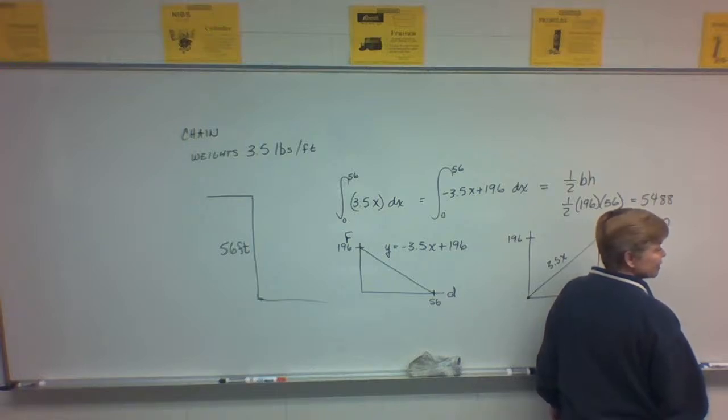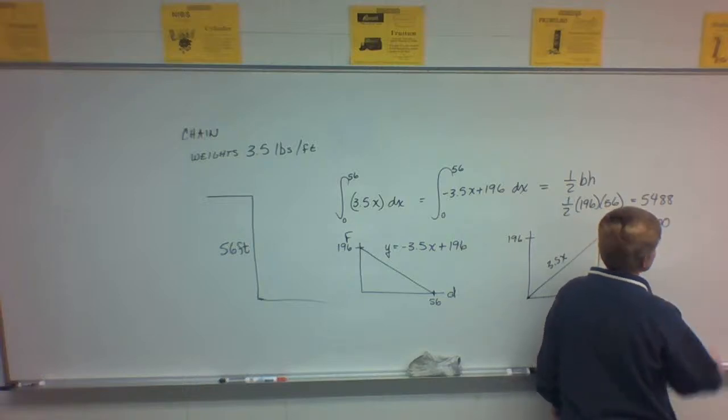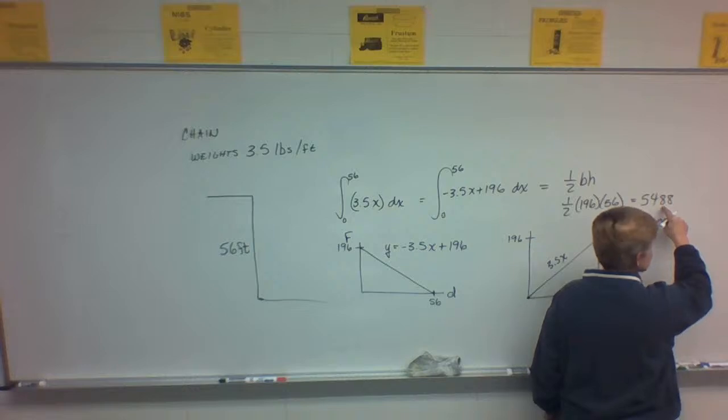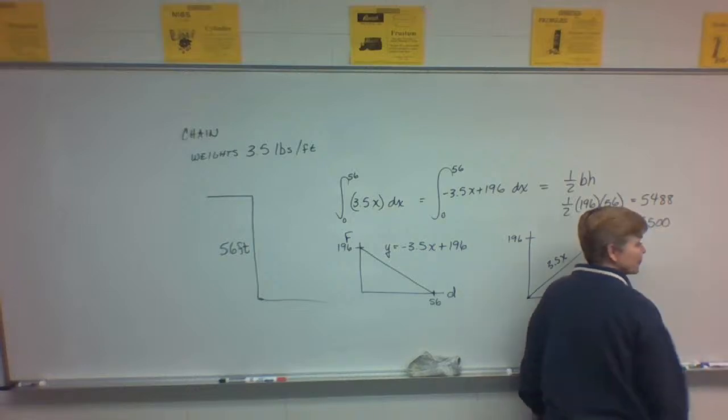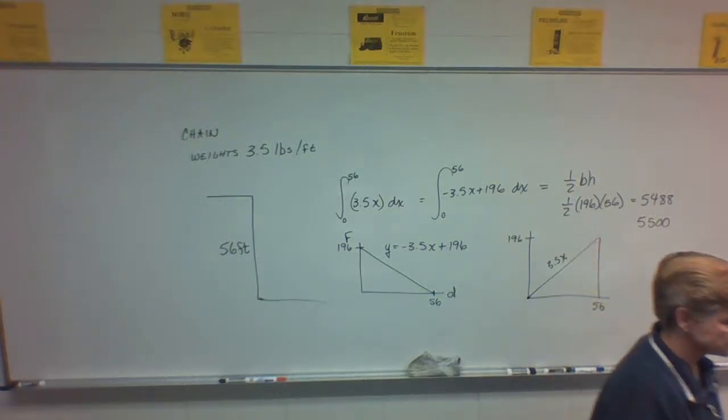87 would be rounding down. 88 rounds up. What are you closer to, 5,500 or 5,475? You're at 18. No, you're at 13 past 75. That's a little more than halfway, so you round up. That's number one.